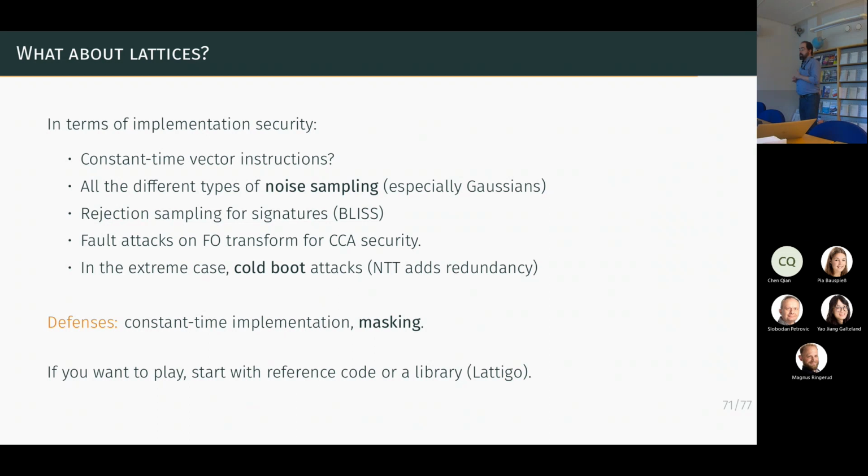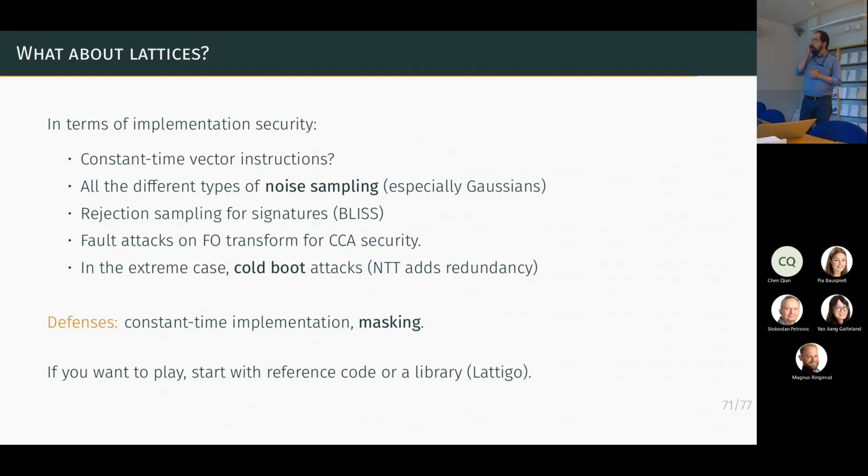Other problems I see, as this literature points out, are the distributions from which the small error e in the previous slide is sampled. It can be really hard to sample from some of them in constant time, especially Gaussians. There are several schemes that use discrete Gaussians or rounded Gaussians, and you need large tables. It's tricky to do this in constant time. That's why the standardized schemes, I think, use binomial or uniform only.